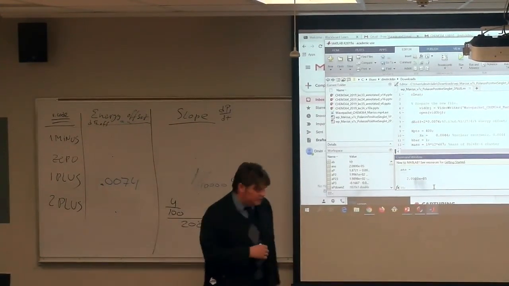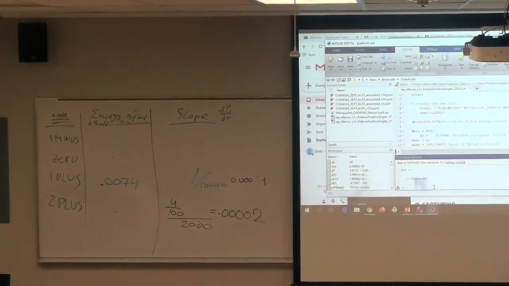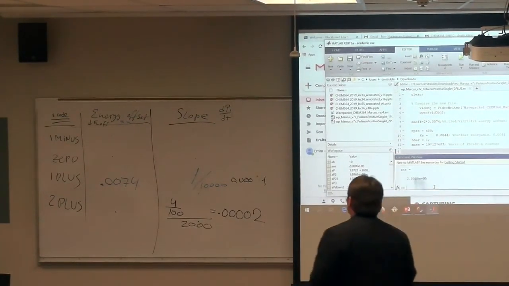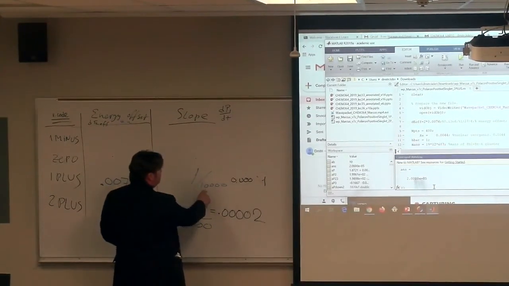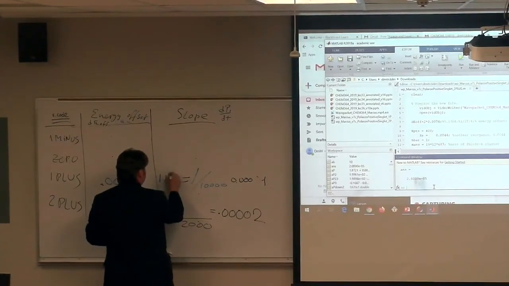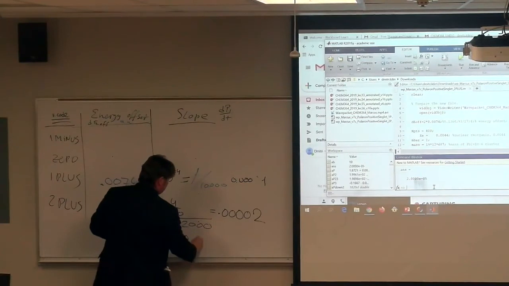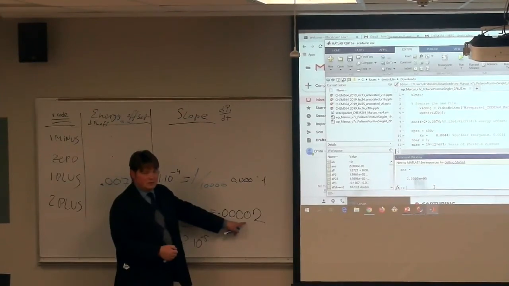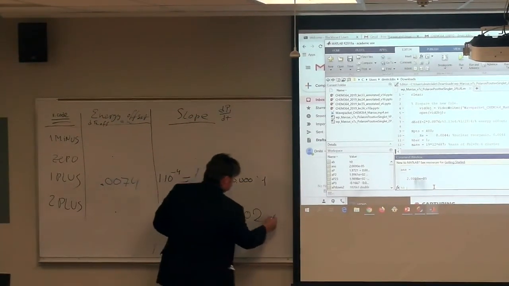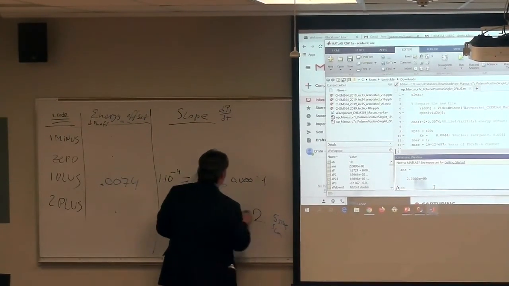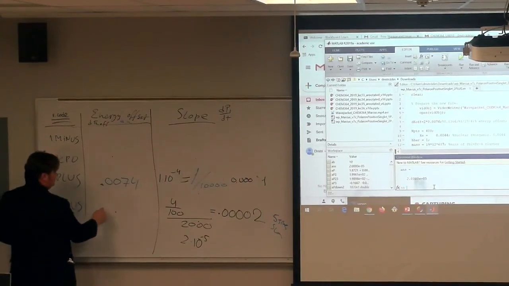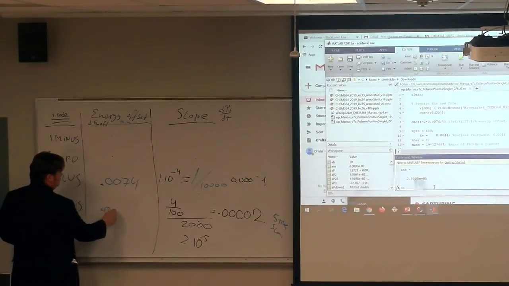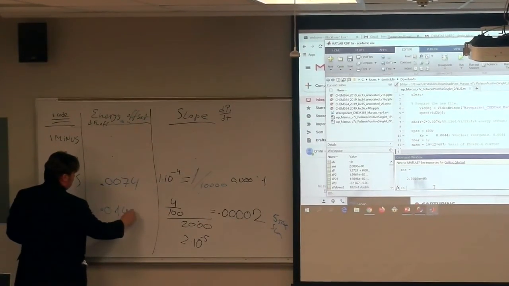Shouldn't it be for the 1 plus, shouldn't it still be 4 zeros? Because it was 0.5 divided by 5,000. It's 1 times 10 to minus 4, and here is 2 times 10 to minus 5. Yeah. Okay? Because 1 over 10,000 is that number. So here we get 5 times slower, right? And the value here was this much multiplied by 2. So 0, 1, 4, 8. Okay?